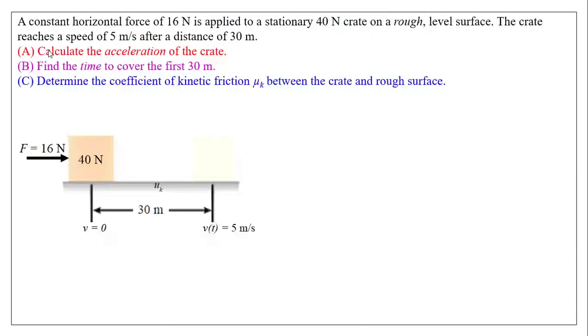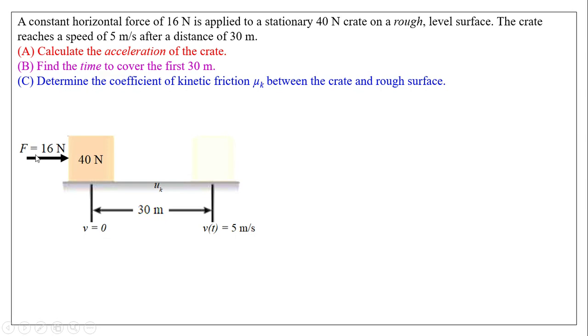All right. So in this particular problem, we have a constant horizontal force of 16 Newton applied to a stationary 40 Newton crate on a rough level surface. It says the crate reaches a speed of 5 meters per second after a distance of 30 meters. Here's A, B, and C. It asks us to calculate the acceleration, B asks us to find the time, and then C asks us to find the coefficient, aka mu k, as the crate is being pushed across this rough surface.